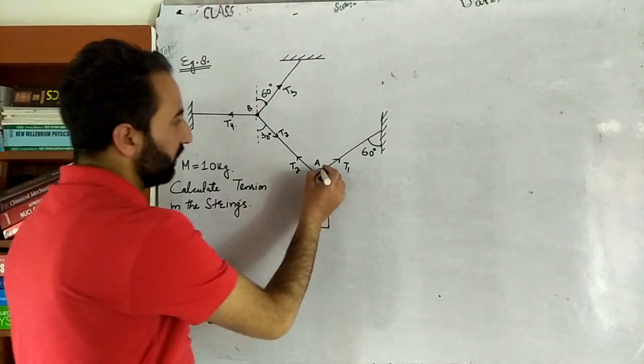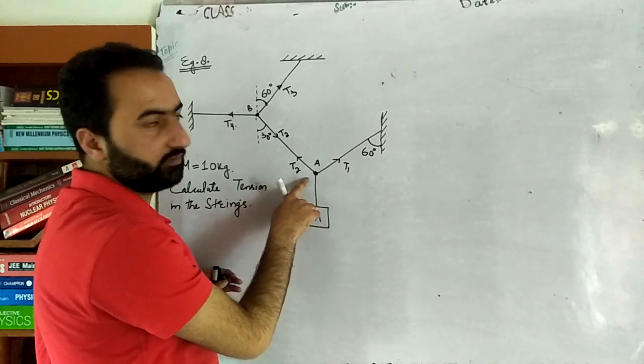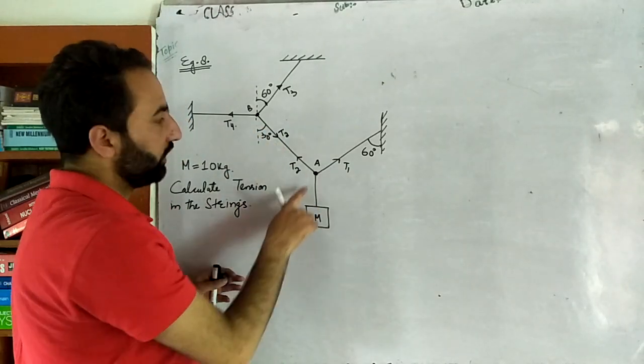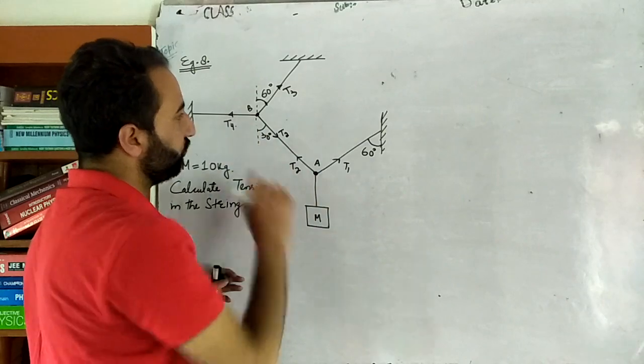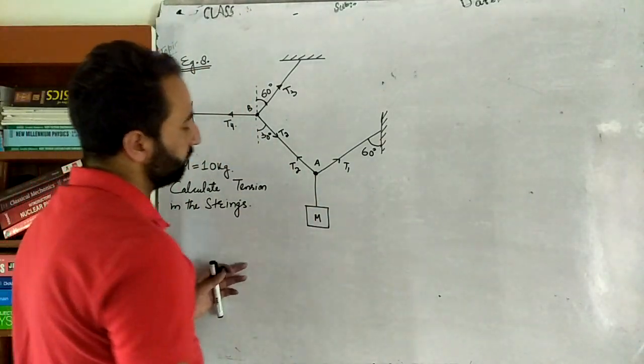What I will do is this: there are two different knots. So knot A, and point B. Point A is in equilibrium, and point B is also in equilibrium. You can use Lami's theorem at point A, and you can use Lami's theorem at point B as well. Okay, son? Now concentrate.